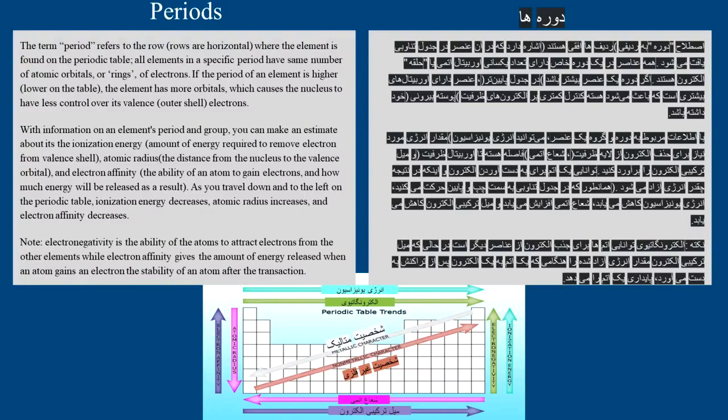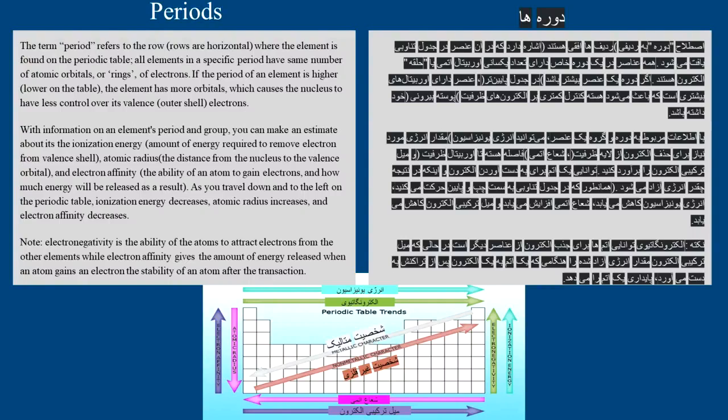Next I'm going to talk a little bit about the periods on the table. The term period refers to the rows, which go horizontally left and right, where the element is found on the table. If the period of an element is higher, you'll find it lower on the table. This element has more orbitals or rings, which causes the nucleus to have less control over its valence electrons, or the outer shell, because of the greater distance between the nucleus and the valence shell.